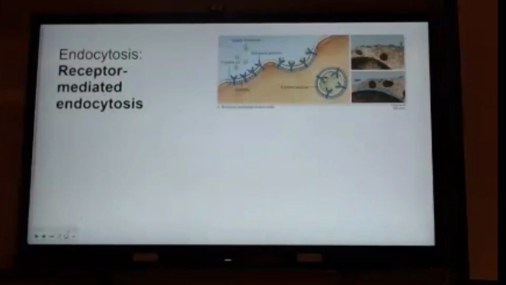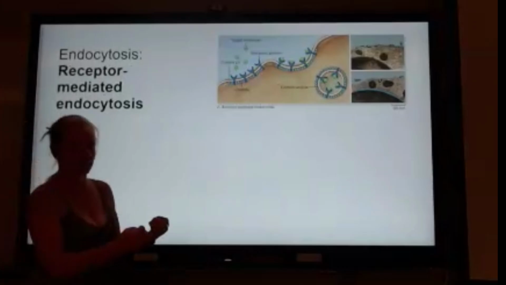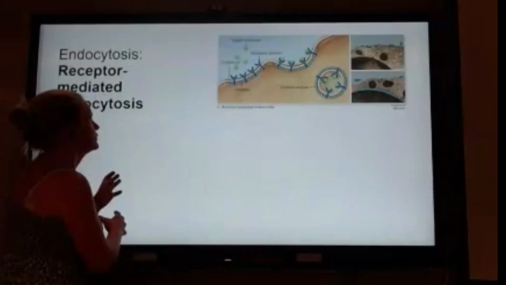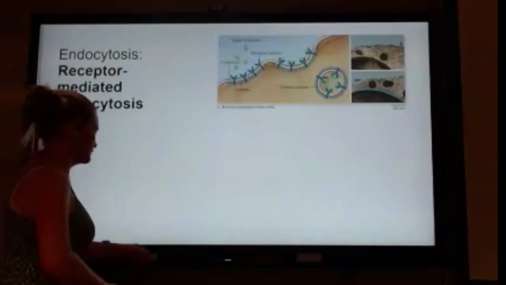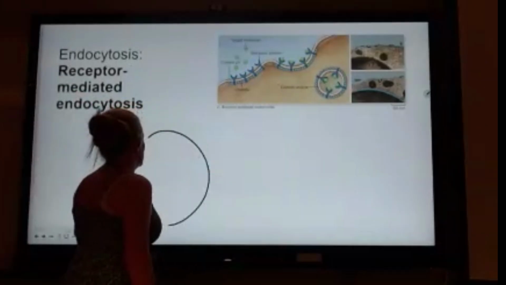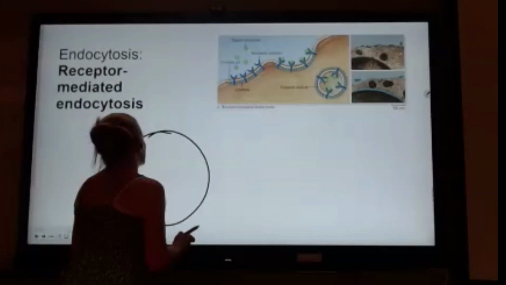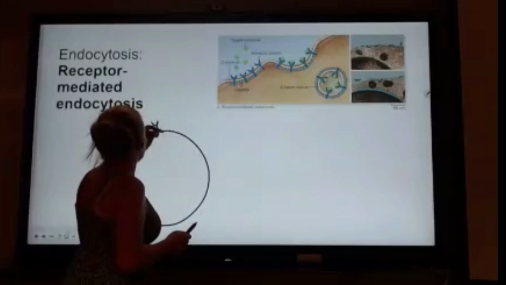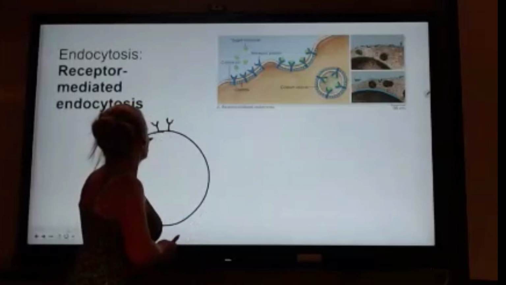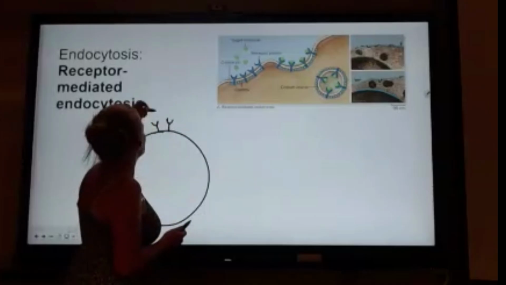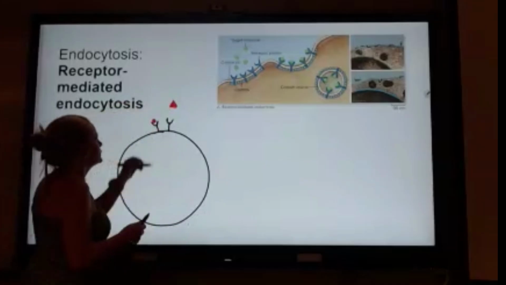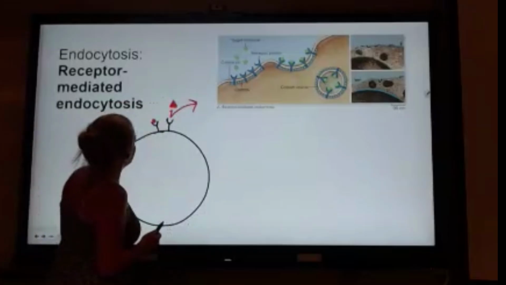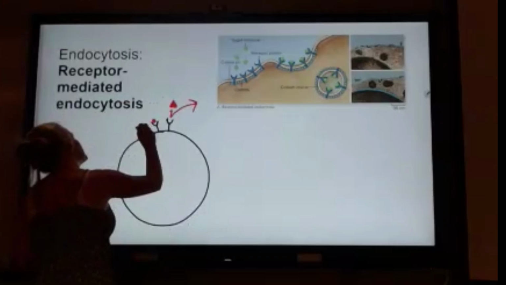Okay, so after we know what solutes are there, if we want specific solutes, then the cell is going to transition to using this receptor-mediated endocytosis. Okay, so in our cell, remember, we have all these proteins that are sticking out of here, and each of these proteins has a specific shape that is going to fit whatever our target molecule is. So things that are triangle in shape can't fit in here. So they're going to try and come in and they're going to get boinged off.